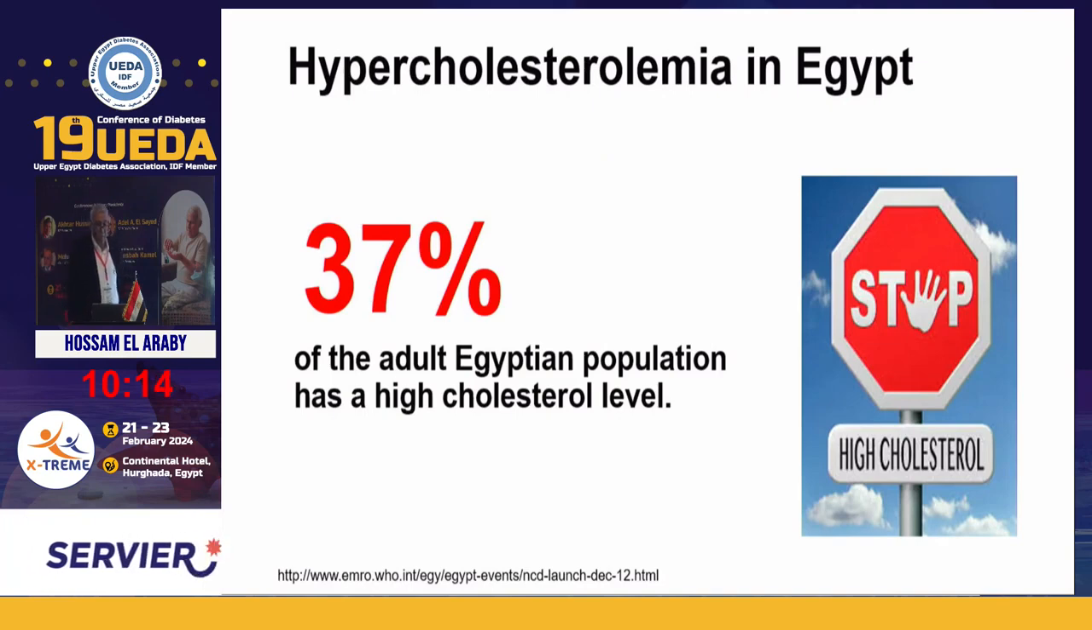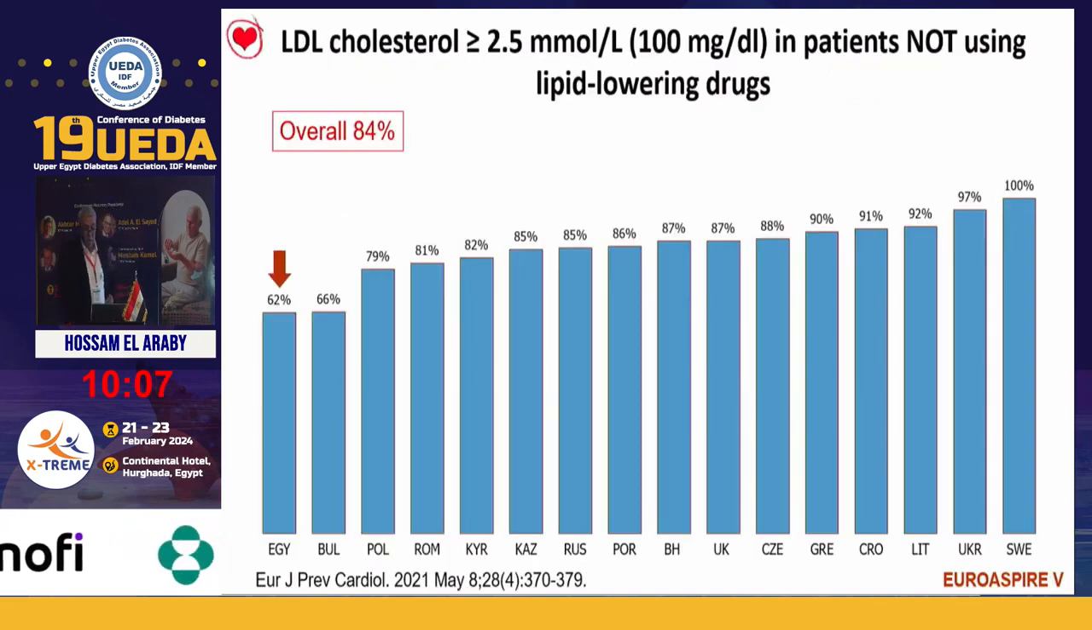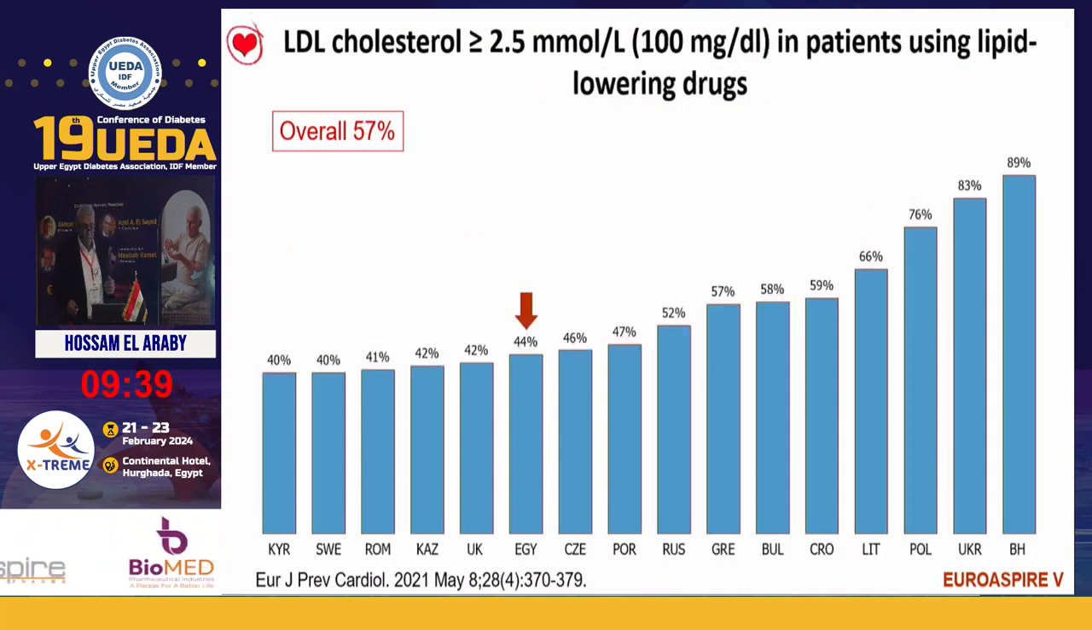Actually, hypercholesterolemia in Egypt was found in 37% of the Egyptian population. In the EUROASPIRE 5, it was found that LDL cholesterol more than 100 milligram per deciliter in patients not using lipid-lowering therapy was present in 84% of the population worldwide, and in Egypt it was 62%. A large number of patients were found to have high LDL cholesterol, and they are not known to have dyslipidemia and are not on lipid-lowering therapy.